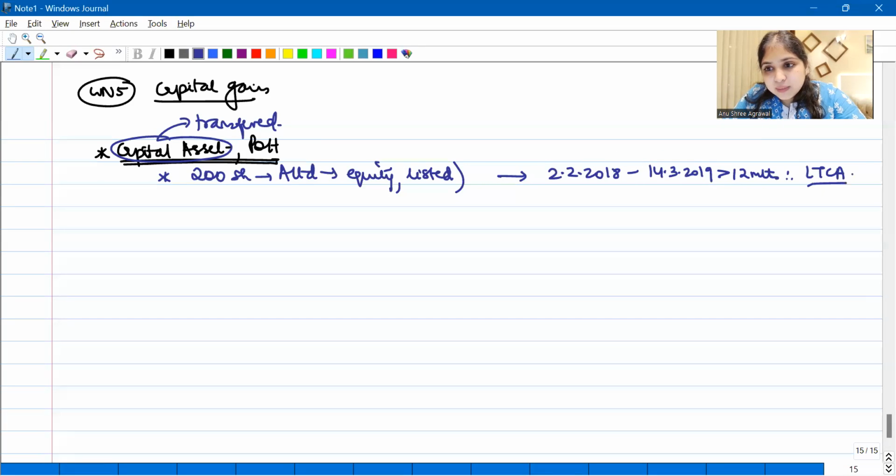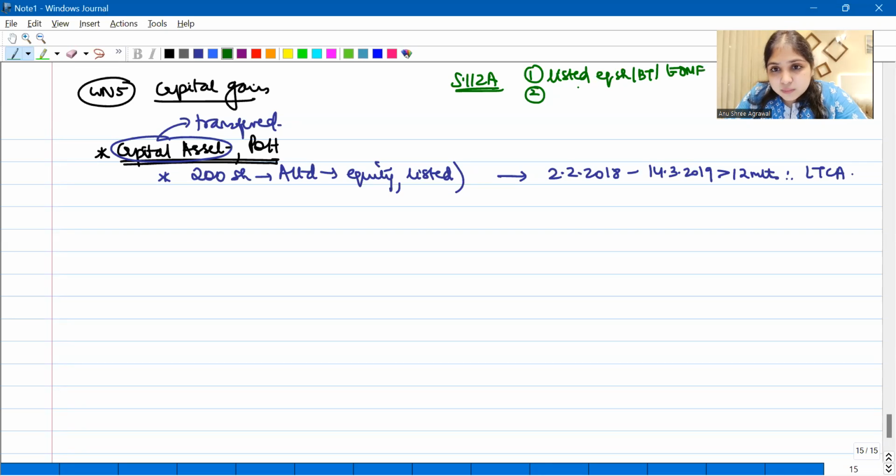Long-term capital asset. Now tell me, is it 112 or 112A? See, if you want to apply 112A, there are some conditions. Condition number 1, they should be listed equity shares, or listed units of business trust, or listed units of equity-oriented mutual fund. Yes, it is listed. Condition number 2, you must be paying STT at the time of transfer. But if it is listed equity shares, you must also be paying STT at the time of purchase. Even this condition is fulfilled. We've paid STT at both the times.